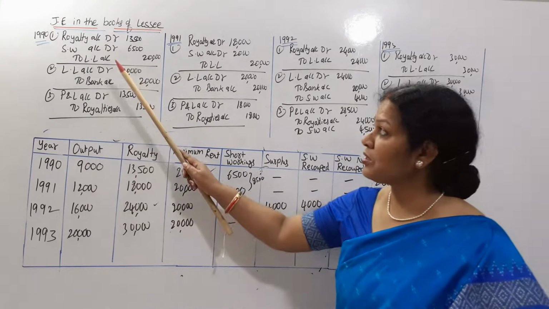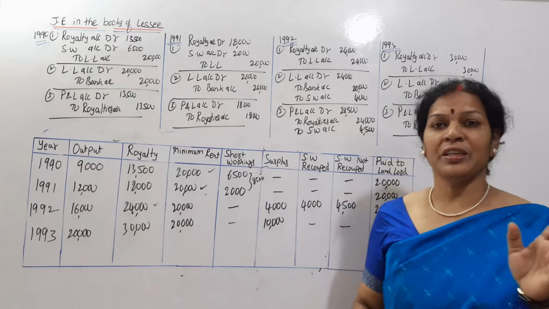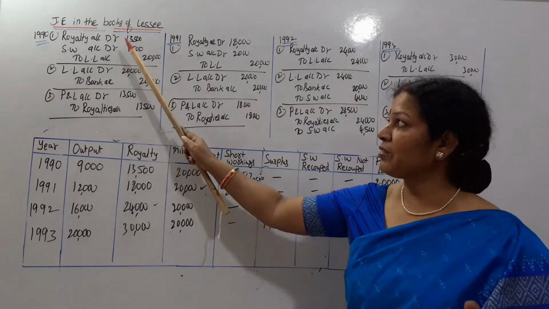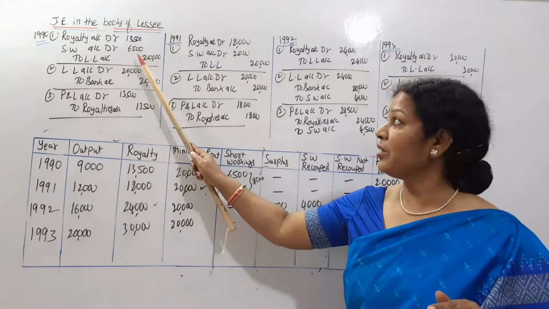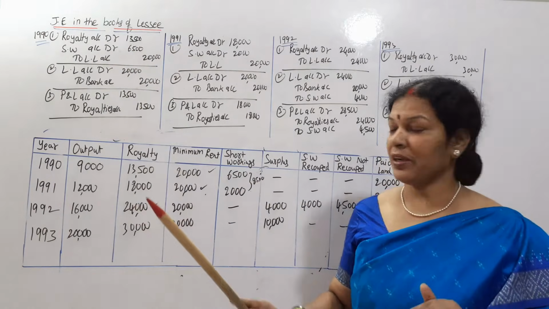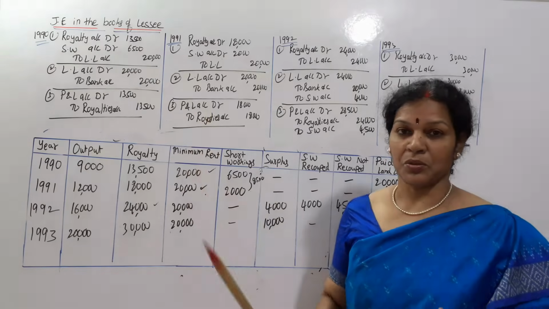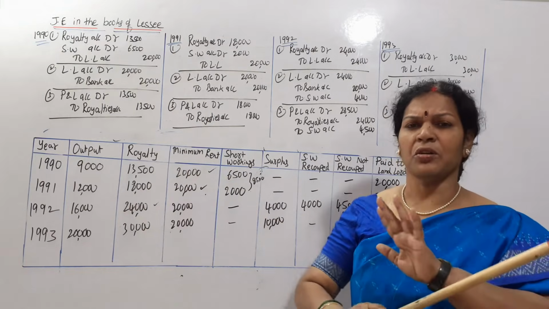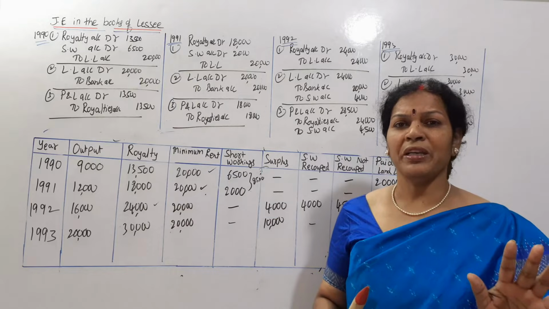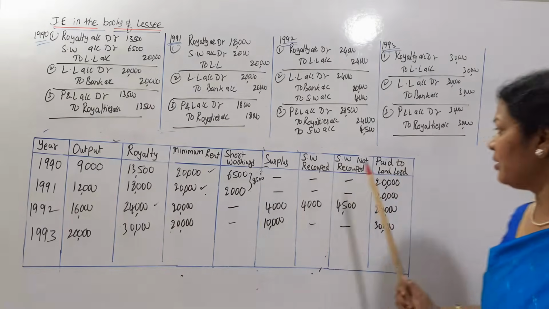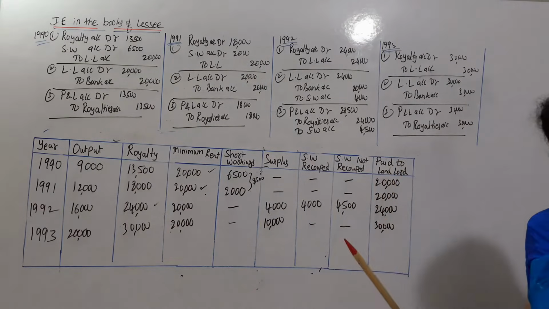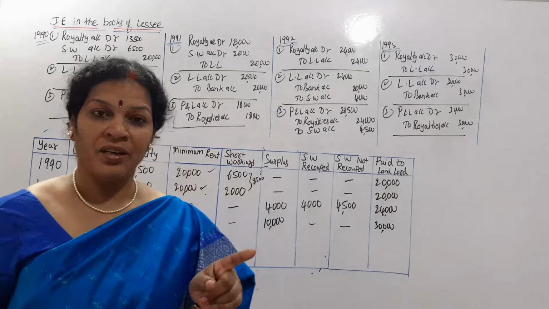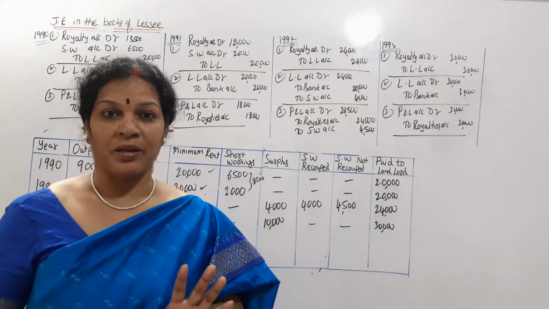Or you can say the first entry is for creating royalty, created at the rate of 1 rupee 50 paisa, and with a short workings of 6,500. So total it is 20,000. This is the first entry. The second entry is always common, for paying to the landlord. Every year you are paying some amount to the landlord. When we are paying, the landlord is the receiver. Landlord account debtor to bank account.